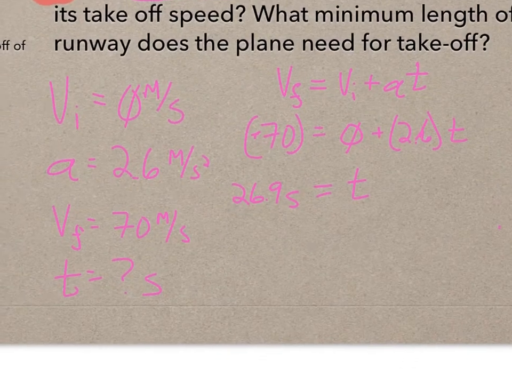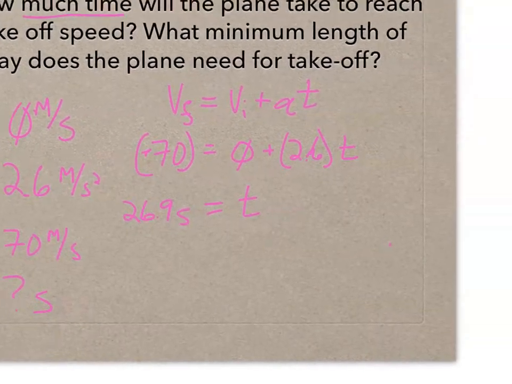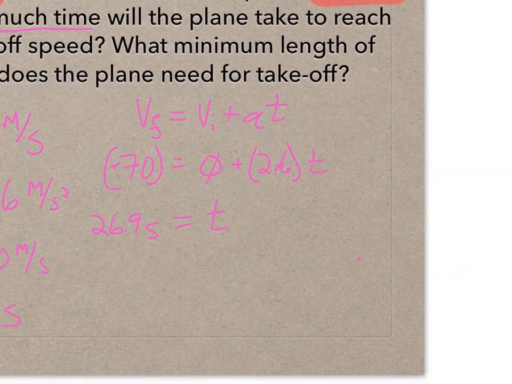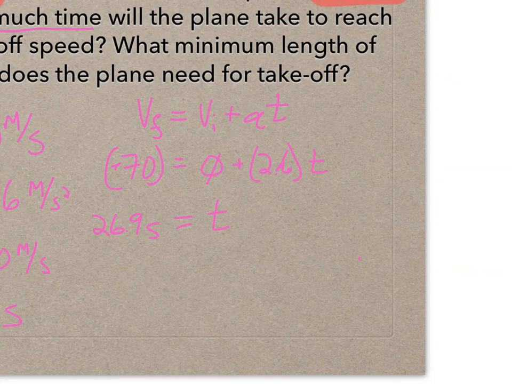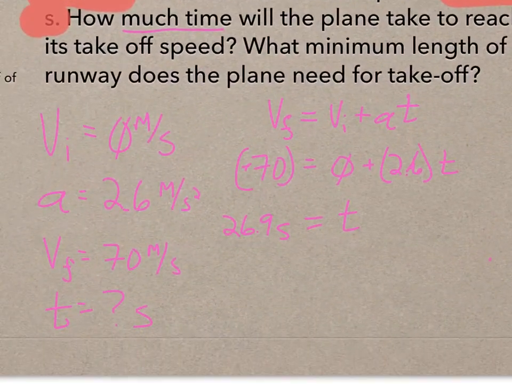I guess I could look at significant figures. I'll assume that final velocity would have 2 significant figures there. So I could make that 27 seconds as a final answer if I needed to. Okay, that's the answer to the first one.